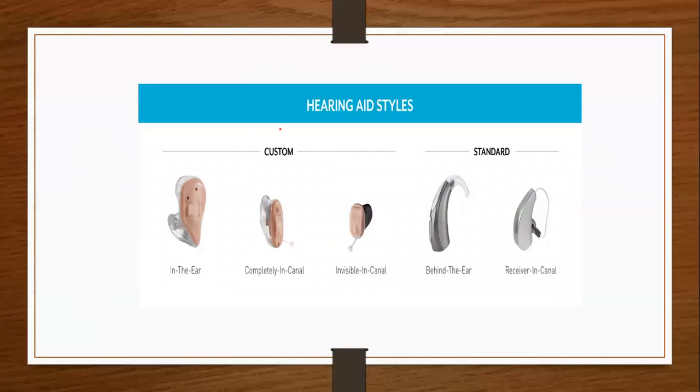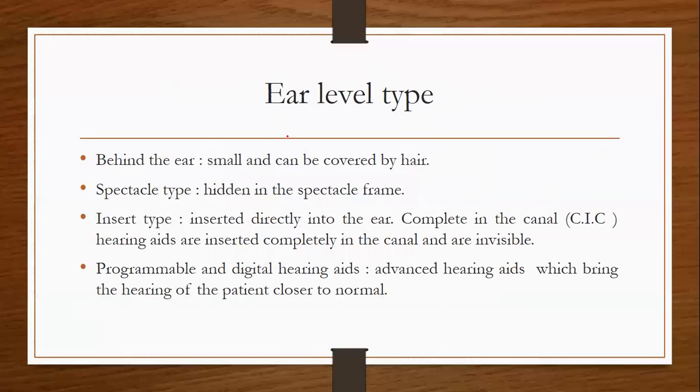The other forms of hearing aids are in the ear, completely in the canal, invisible in the canal, behind the ear, and receiver in canal. The ear level type is another form of hearing aid. First is behind the ear, which is small and can be covered by hair. It is very common among deaf patients, and the main advantage is we can cover it with our hair, so it can be marked as invisible. Then the spectacle type can be used along with the spectacle frame. It is very minute in structure, so it can be hidden within the spectacle.